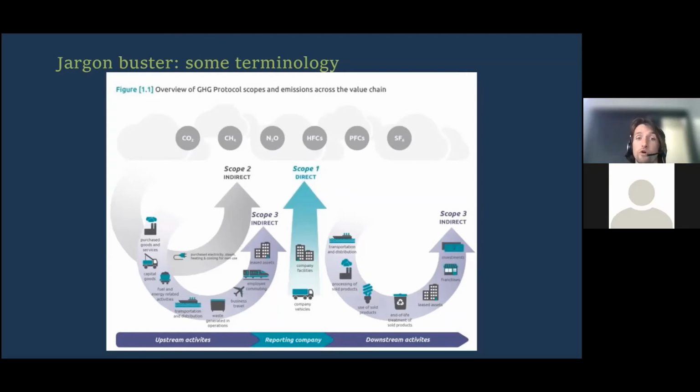Or we've got a factory, and in there we've got a furnace, and that is generating greenhouse gases. Those are all our direct emissions. It's what we physically as an organization are producing in terms of greenhouse gases. That's our scope 1.